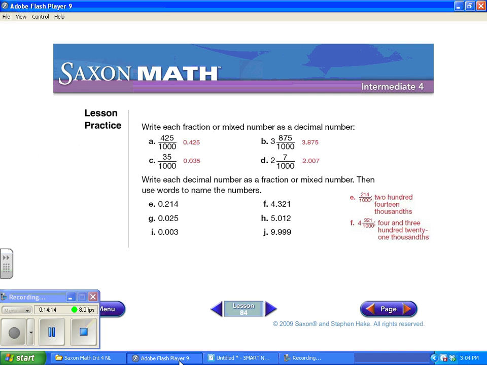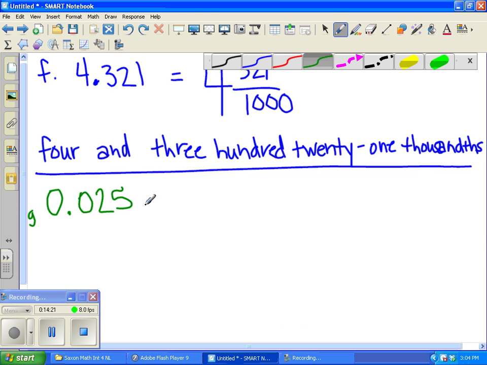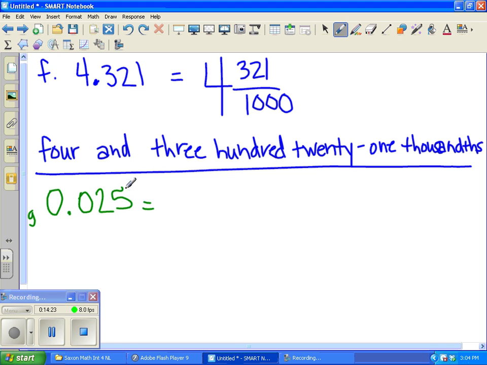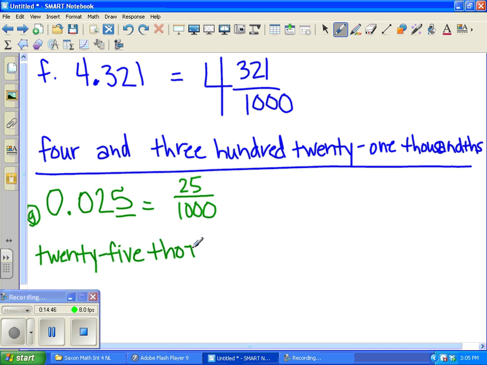Make sure I copied it right. Okay. Since it's 0 and, I don't have to put anything, do I? I don't have a big whole number. I'm just going to have to make a fraction out of this. So I read what I see, 25, and I stop at what position? Thousandths. So here's what that would look like in spelling. 25 thousandths.